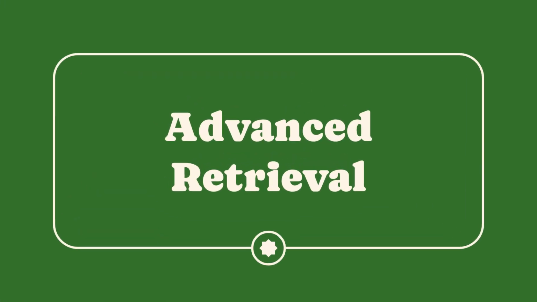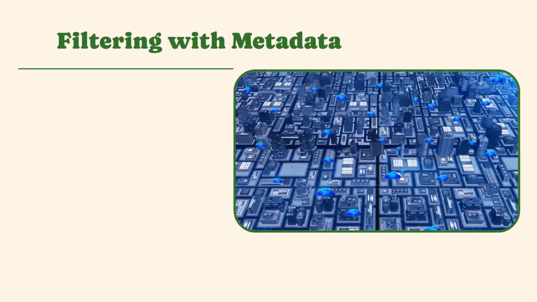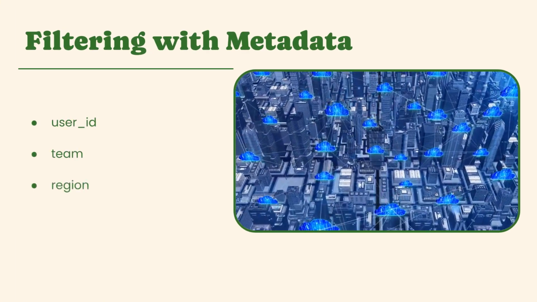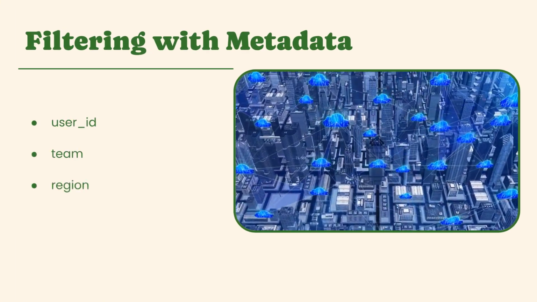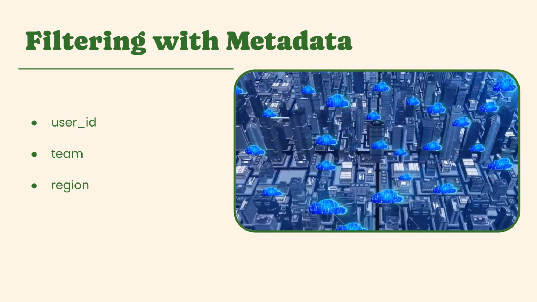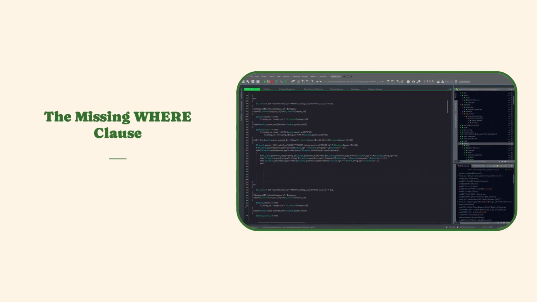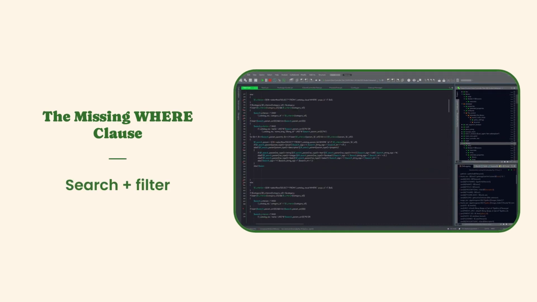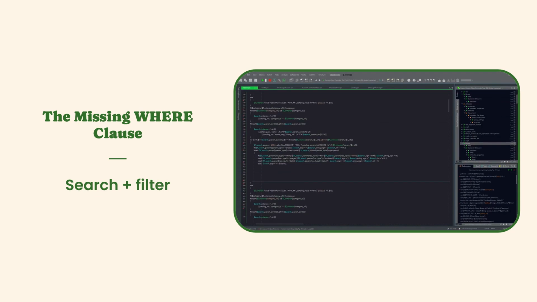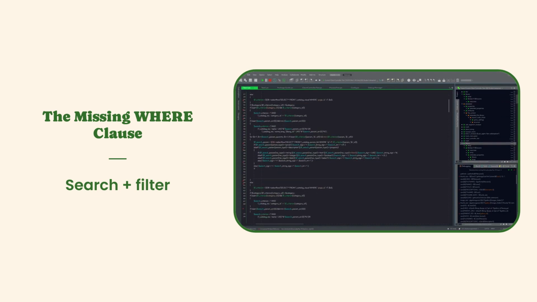Beyond just similarity, real-world RAG applications demand more advanced retrieval capabilities like filtering. Real applications need filtering, such as retrieving only data permitted for this specific user, team, or region. This uses metadata tags associated with the vectors. Vector databases combine similarity search with this metadata filtering, essentially providing a where clause to ensure results are both relevant and permitted.